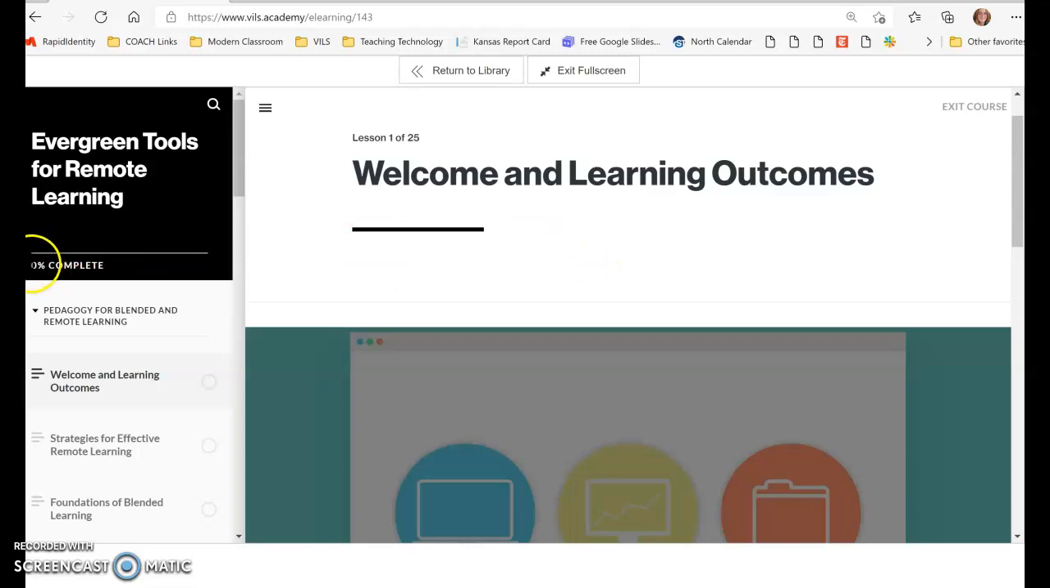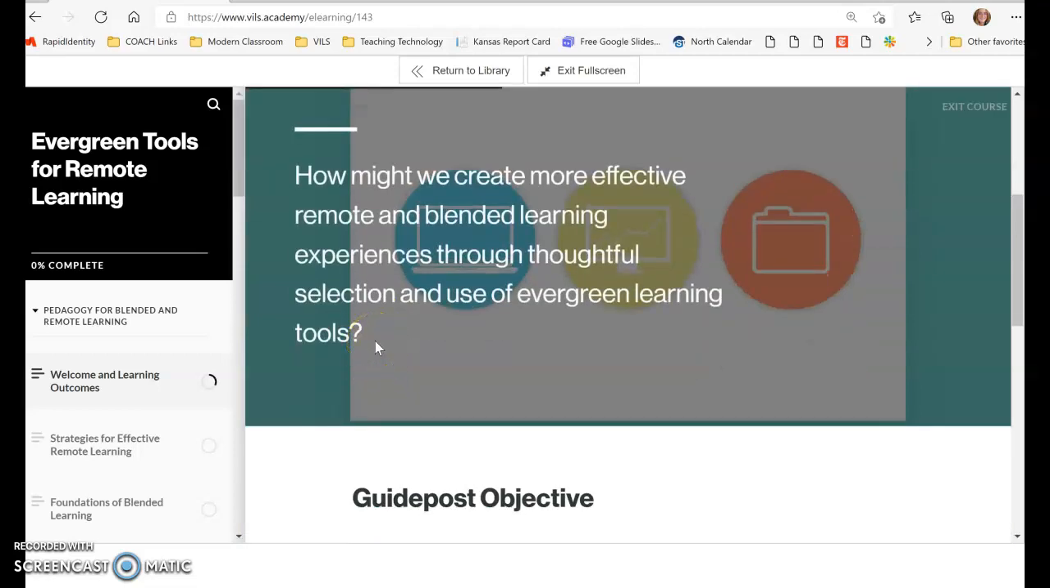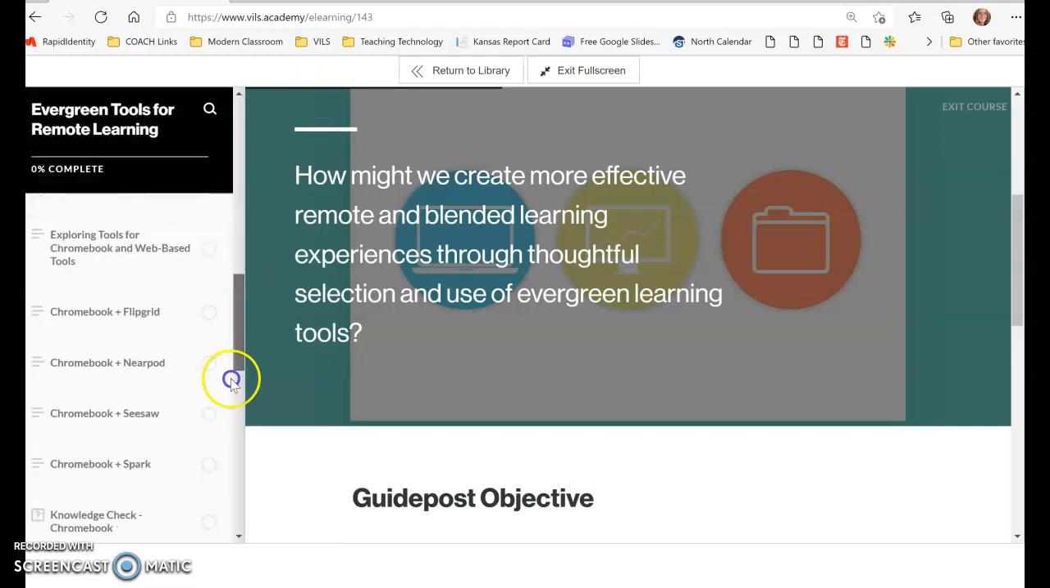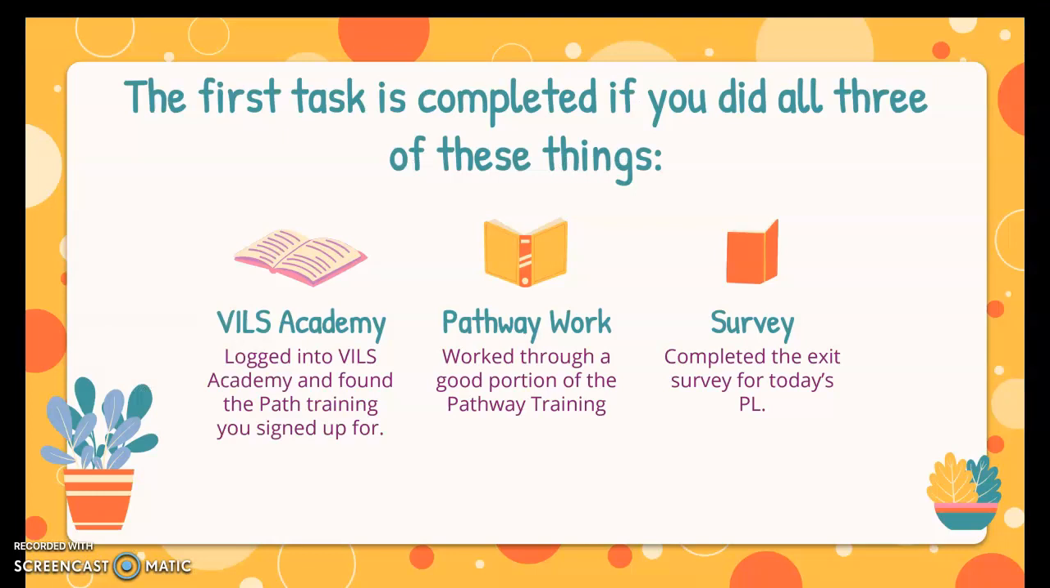On the left-hand side, it will show you what percentage you have complete. In this one, there's 25 little lessons that you'll go through. Sometimes it is just reading. Sometimes they'll have you stop and do a check for understanding. And as you work through these, you will notice this percentage changing. And by the time you get to the very end, it will then prompt you to start working on your micro-credential. The majority of today's PL is going to be work time.